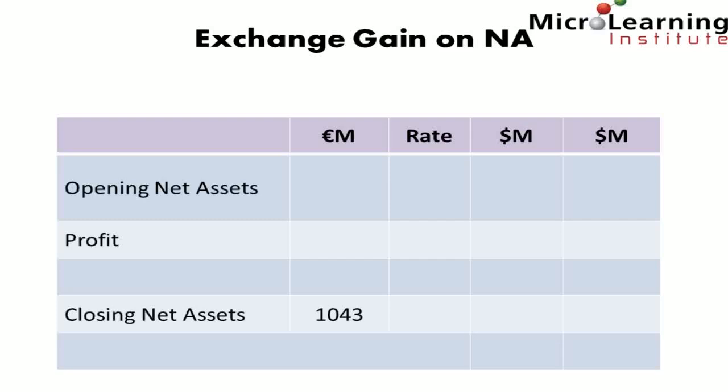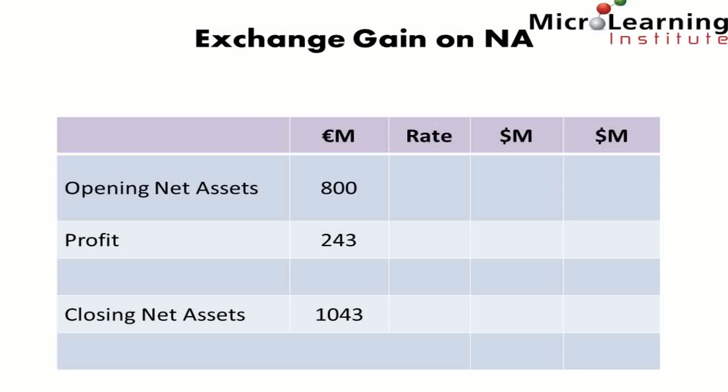So we're given the statement of financial position of REMA, and in euros the closing net assets of REMA at the 30th of April 2014 are 1,043 million euros. We're also given a statement of comprehensive income for REMA, which tells us that the profit that was earned in the period ending the 30th of April 2014 is 243 million euros. So therefore we can conclude that the opening net assets were 800 million euros.